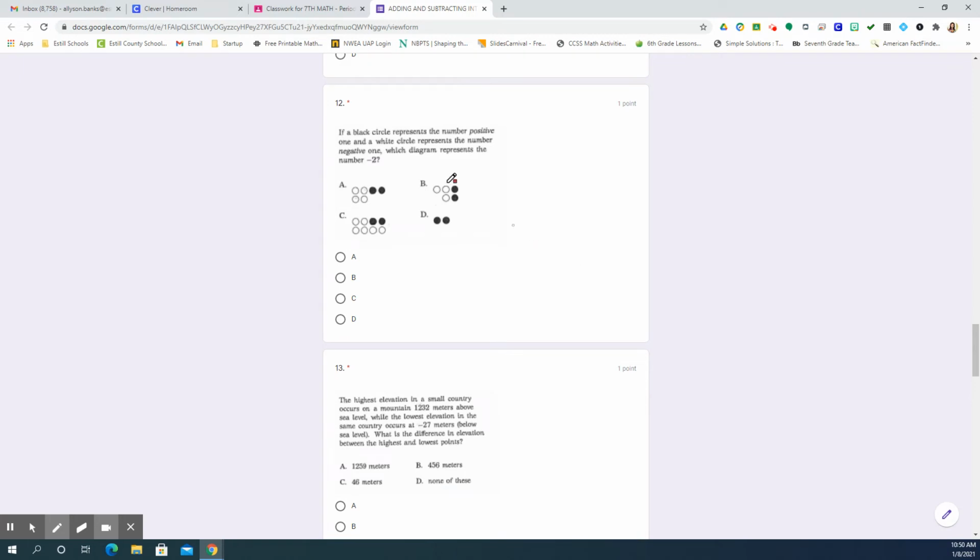Okay, number 12, if a black circle represents a positive one and a white circle represents a negative one, which diagram represents the number -2? All right, so these are also 0 pairs. Now, if the dark circle represents positive, it is just 1, and the open circle or the white circle is equal to -1. Then I can use my 0 pairs, cancel out.